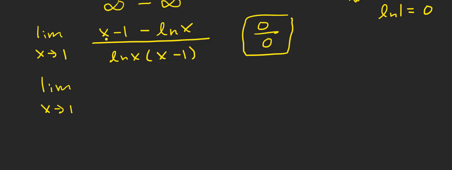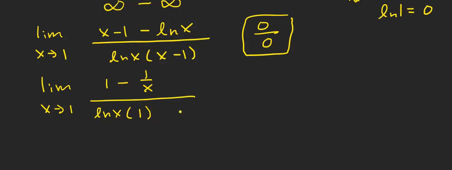So derivative of x is 1. Derivative of negative 1 is 0. Derivative of negative natural log of x is negative 1 over x. That's what we got on the top. What about on the bottom? We have to use a product rule. So natural log of x times the derivative of x minus 1, which is 1, plus x minus 1 times the derivative of natural log of x, 1 over x.